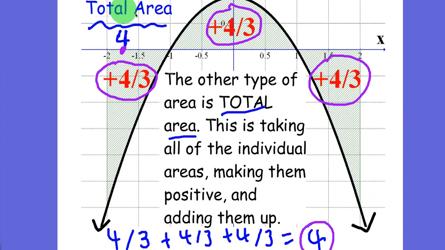So keyword total. Here's our graph, and we've already determined with Riemann sums that it looks like that total area is 4. Meaning this piece right here under is 4/3. This piece that's above the x-axis is positive 4/3. And this piece below is also positive 4/3. If we add 3 of those up, 3 times 4/3 equals 4. So let's confirm that analytically by doing some calculus.